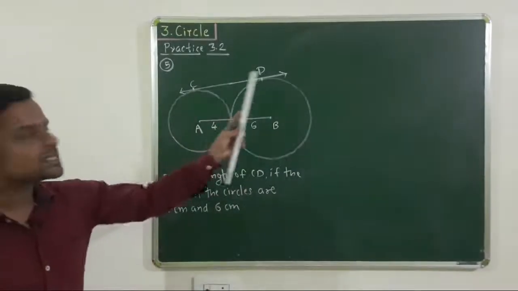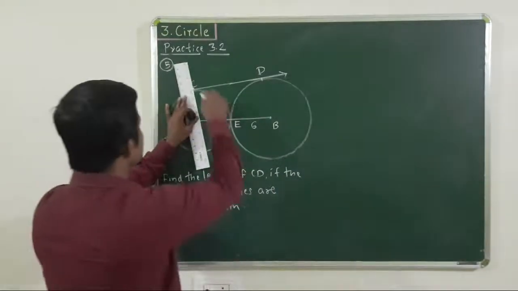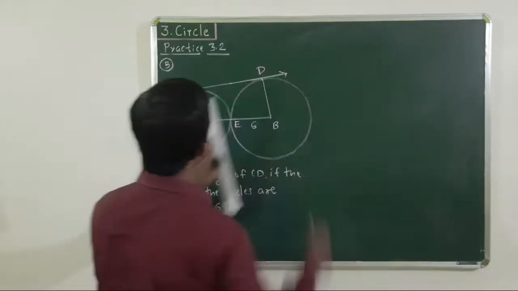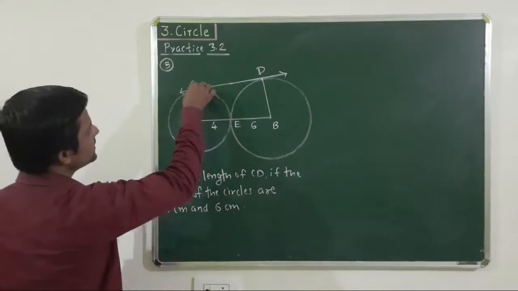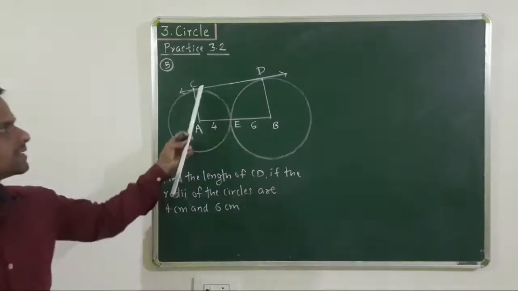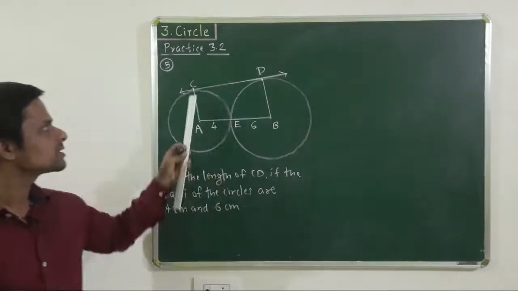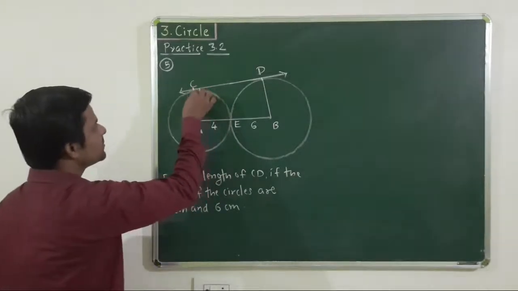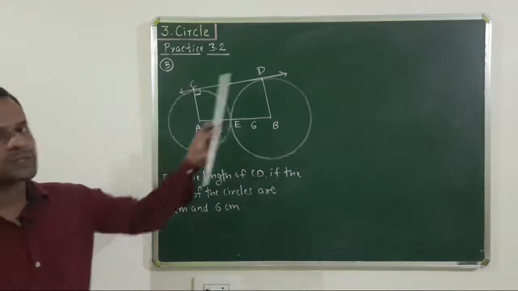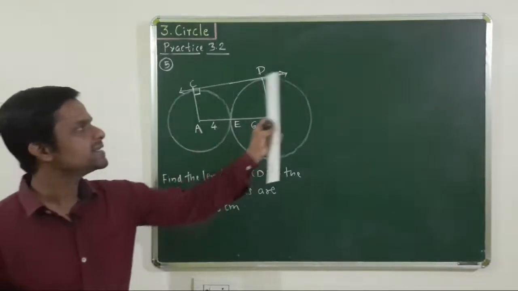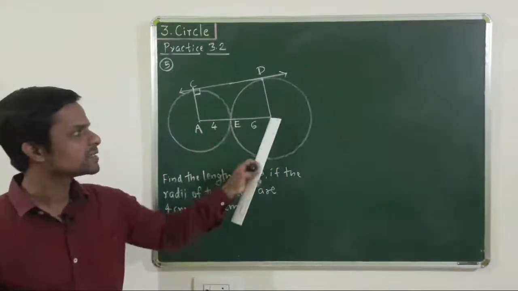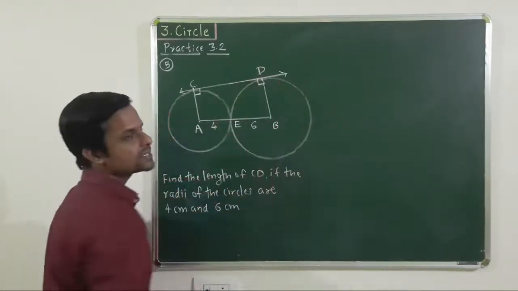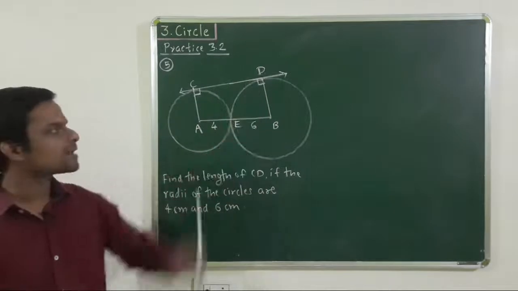Now we want CD. For that I'll join AC and BD. Now what is angle ACD? CD is tangent to the circle at point C and AC is a radius. Therefore by the tangent theorem, AC is perpendicular to CD. Similarly, CD is tangent to the second circle with center B and BD is a radius. Therefore BD is perpendicular to tangent CD. Means these two angles are right angles.